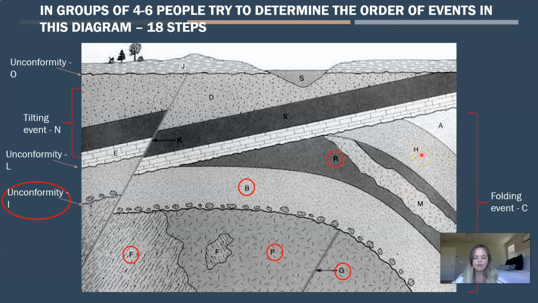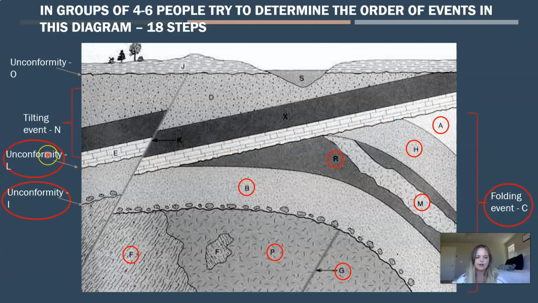So next we have R, then M, and H, and then finally A is on top of all of those, and then all of those layers are folded. So all the folding has to happen after A is deposited. Okay, and then after A, we have another unconformity here, another squiggly line.